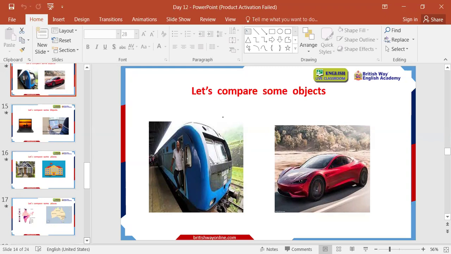The train has more space than car. Cars fit fewer people than trains. Train tickets are cheaper than car. The car is more comfortable than train. The car is more expensive than the train. Cars park easier than trains. Trains avoid traffic jams better than cars.